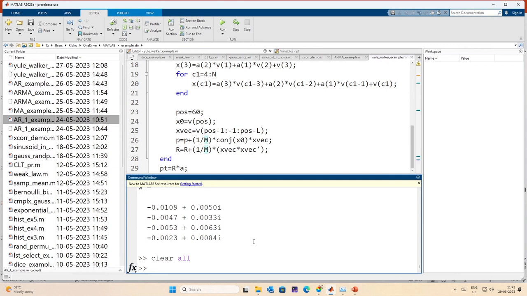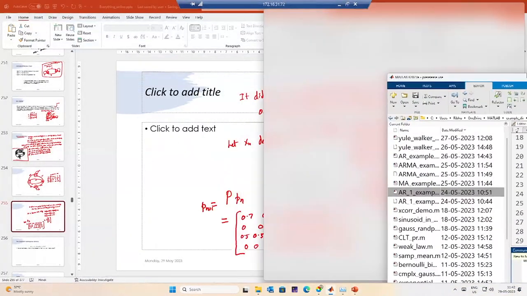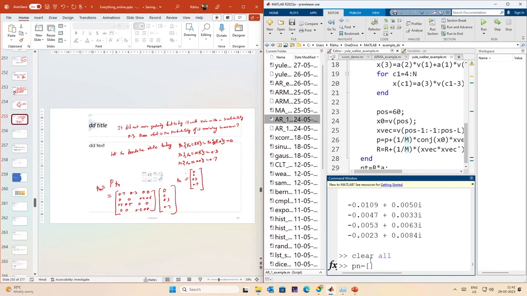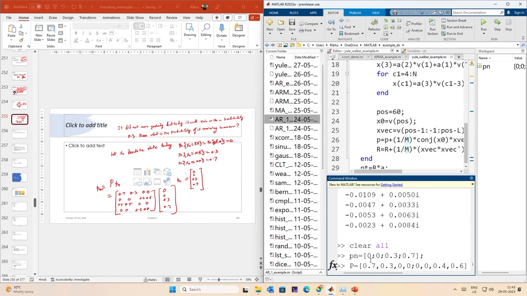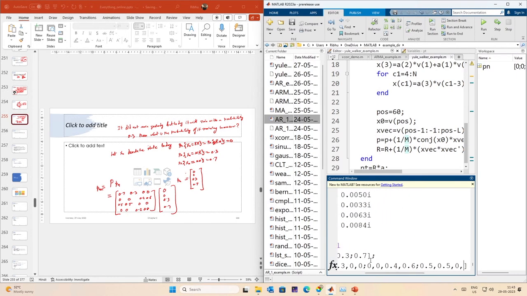Clear all. So, let me define Pn equals 0, 0, 0.3, 0.7, and P equals 0.7, 0.3, 0, 0, semicolon 0, 0, 0.6 semicolon 0.5, 0.5, 0, 0 semicolon 0, 0, 0.2, 0.8.